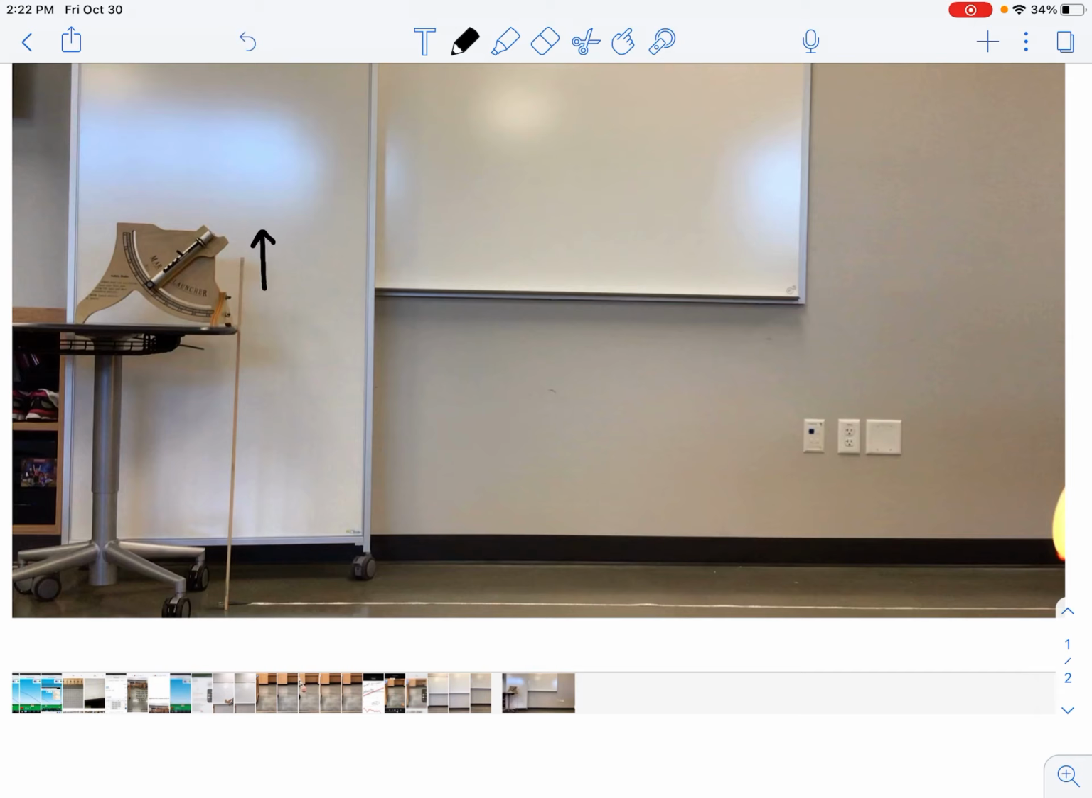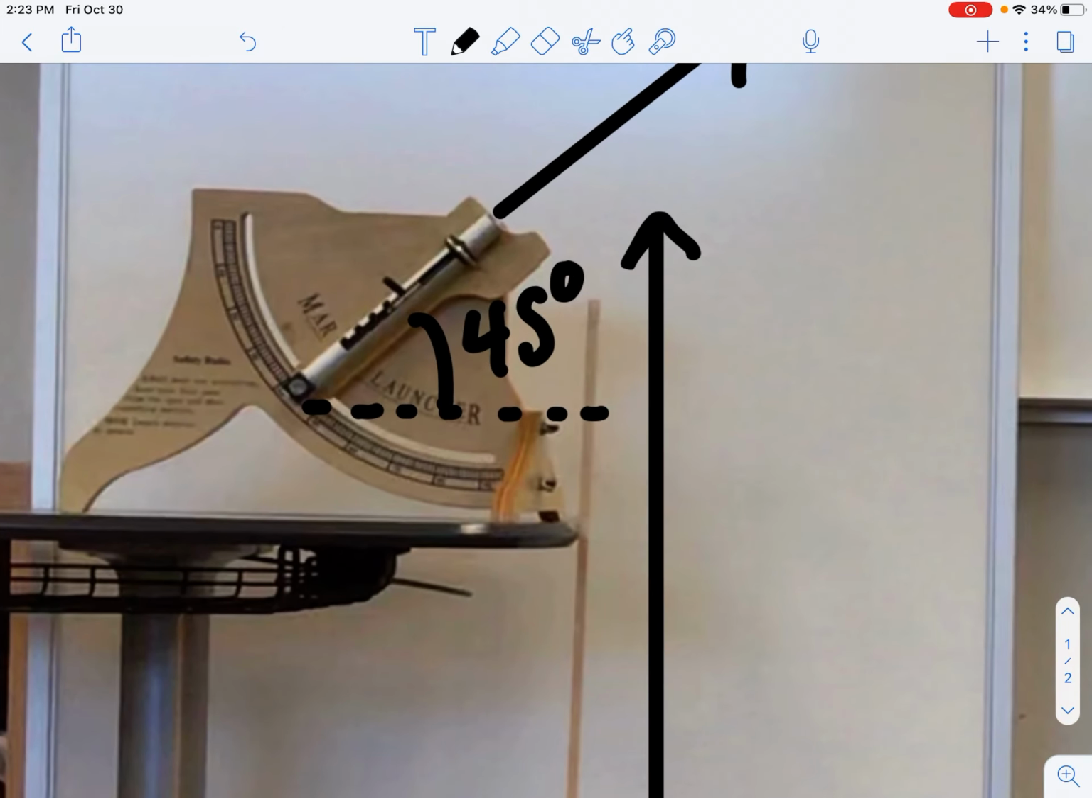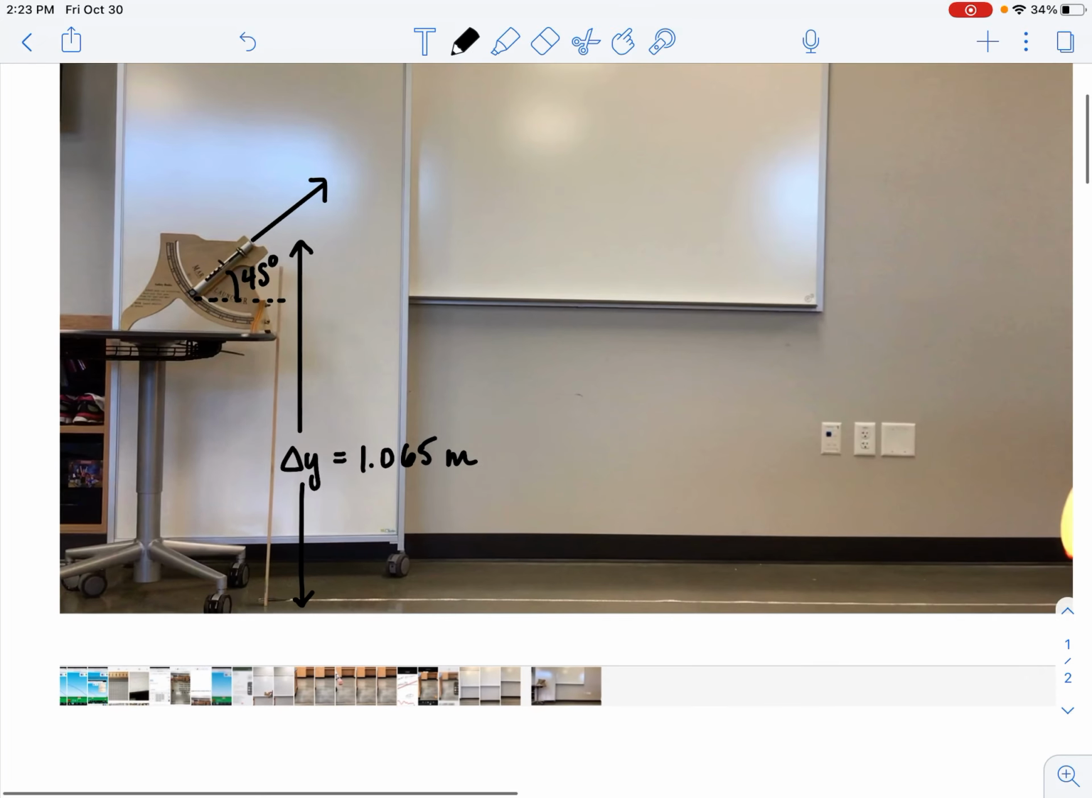So I'm going to label some things that I know. I know delta y is 1.065 meters. It's 1 meter plus a little more, 6.5 centimeters. I know my launch angle is 45 degrees. It's kind of hard to see here, but there's angles on this marble launcher, so I set it right at 45 degrees.